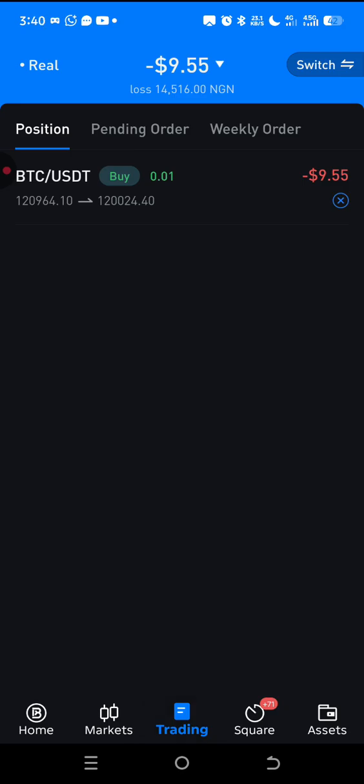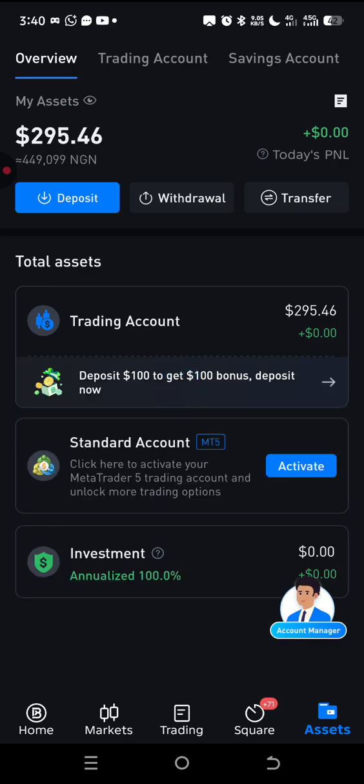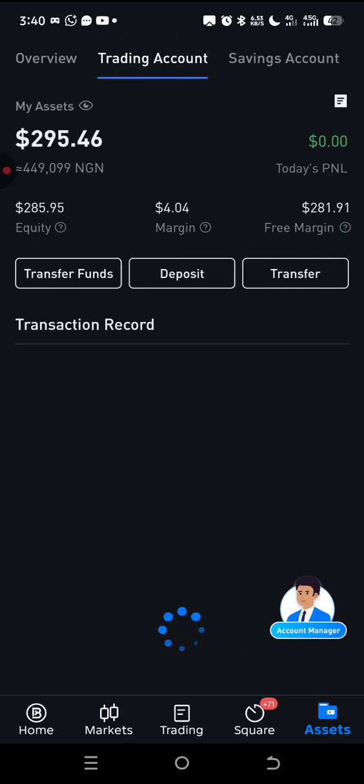As at the time I bought it, it has dipped $9.5. But that's nothing to worry about because we know what we are doing. Remember, I am a day trader. I trade intraday. So this is where you find all that has been trading so far. This is an account of $100 now, $2.95, and I've been withdrawing since. As you can see right here.